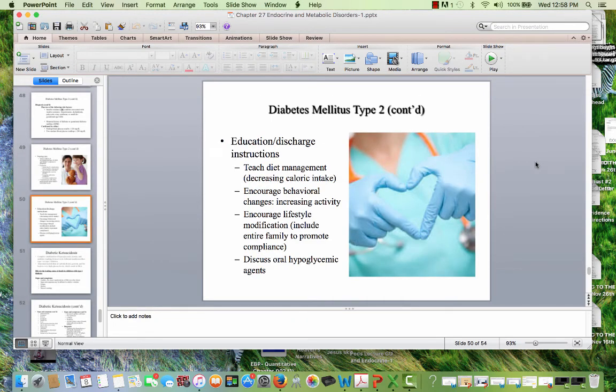You're going to teach the diet management, decreasing caloric intake, even just trying certain diets that are less processed foods, such as paleo, and some other diets that are out there that are pretty good. Encourage behavioral changes, so increasing activity, lifestyle modification, as I discussed, and then discuss the oral hypoglycemic agents that are given.